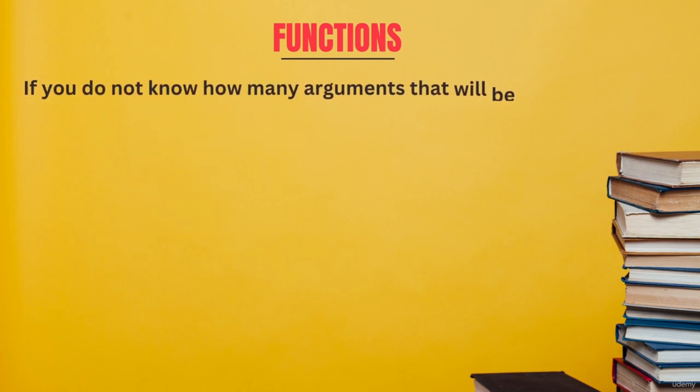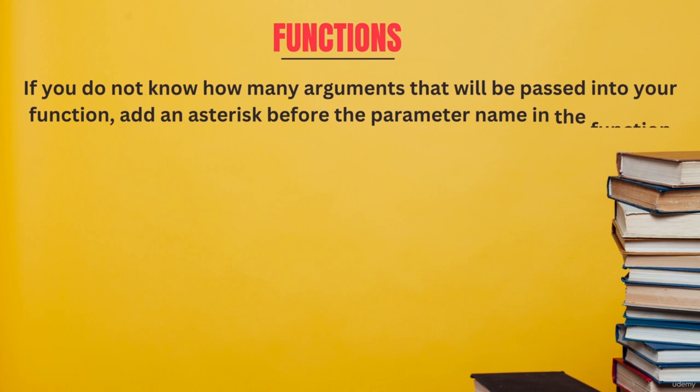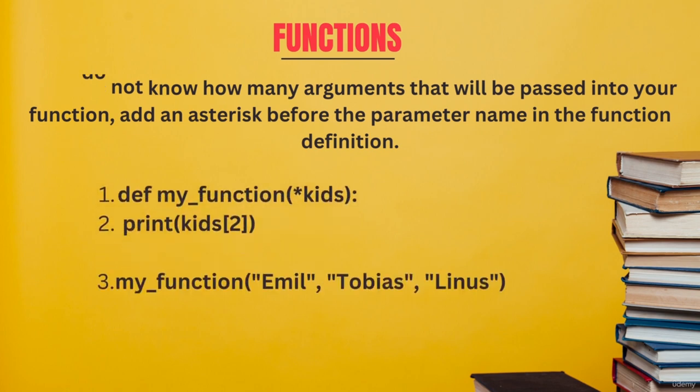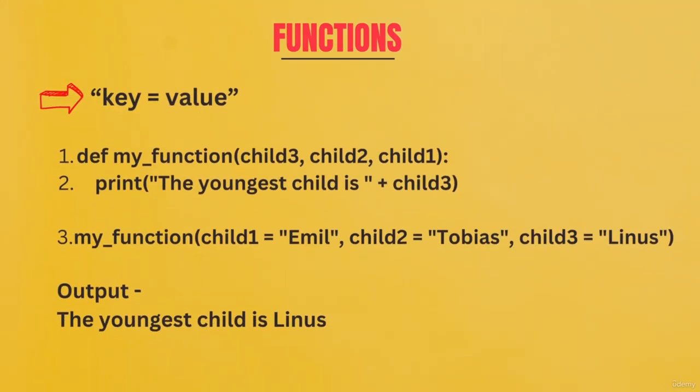If you do not know how many arguments will be passed into your function, add an asterisk before the parameter name in the function definition, like this. You can also send arguments with the key value syntax. This way, the order of the arguments does not matter. This is known as keyword arguments. If you don't know how many keyword arguments you want to send, then use asterisk twice before the parameter name. We can also call a function without giving any parameter.